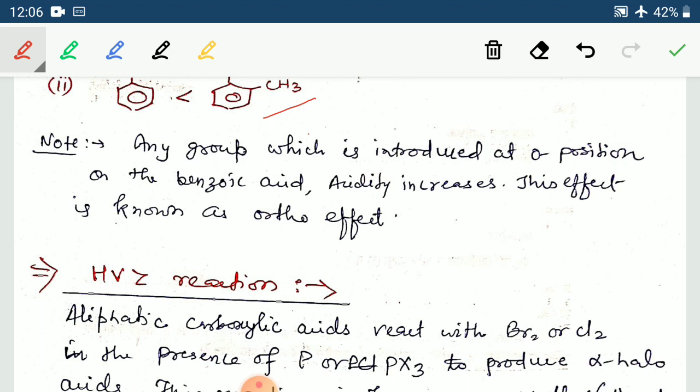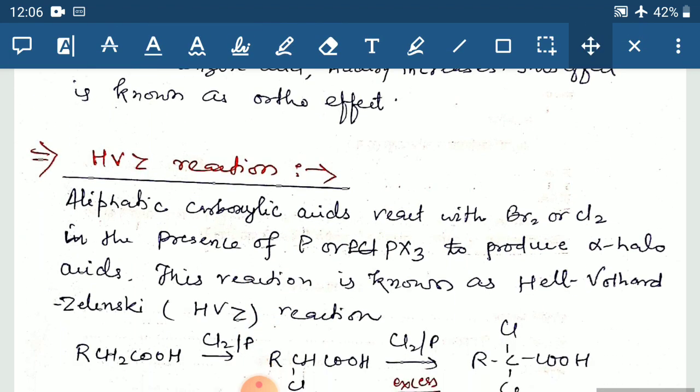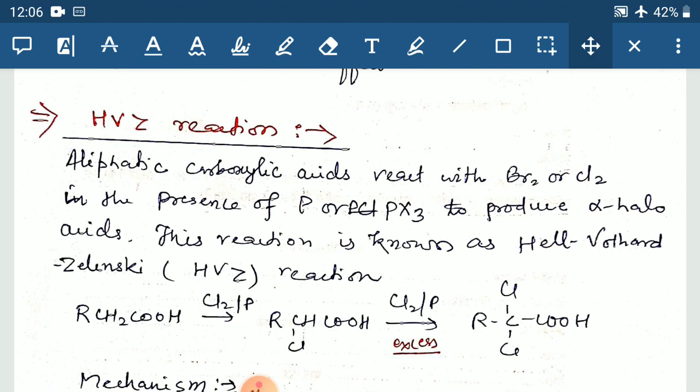And the last topic we are going to cover is the HVZ reaction. This is a very important reaction. Generally, aliphatic carboxylic acids react with a halogen like bromine or chlorine in the presence of phosphorus or phosphorus trihalide to produce alpha halo acids, and this reaction was studied by Hell, Volhard, Zelinsky, so it is known as the HVZ reaction.